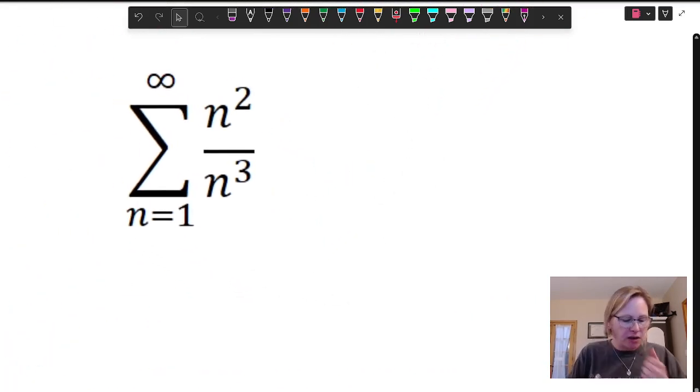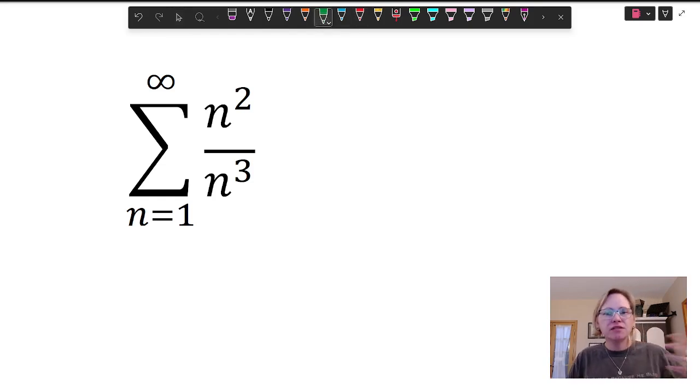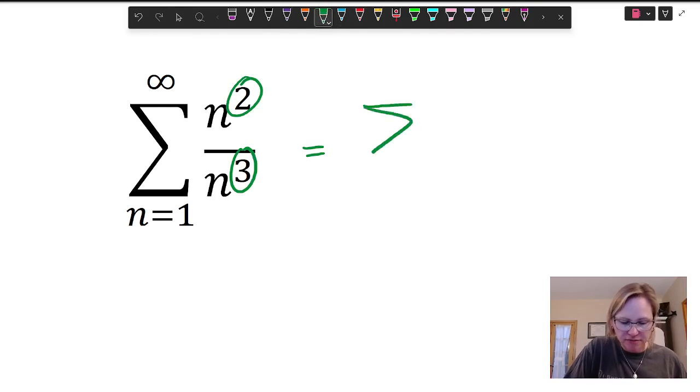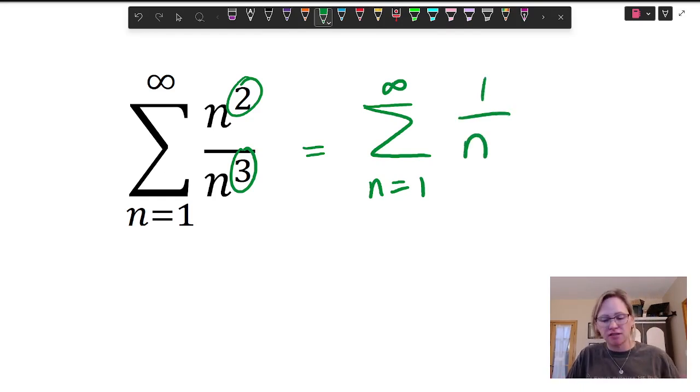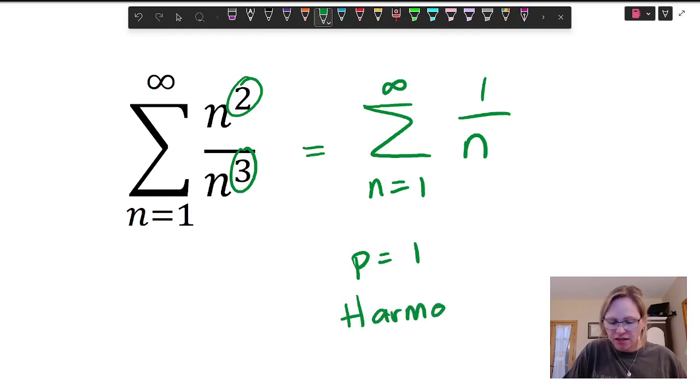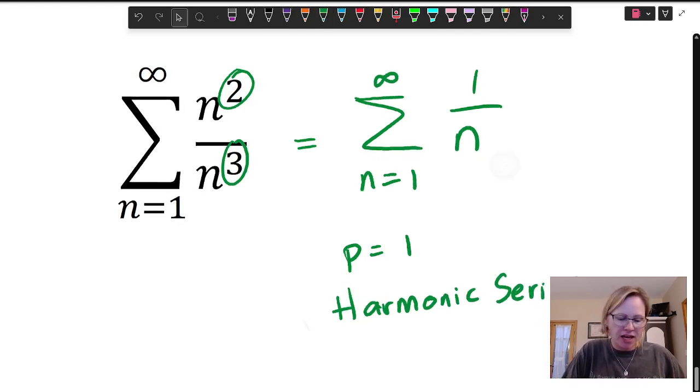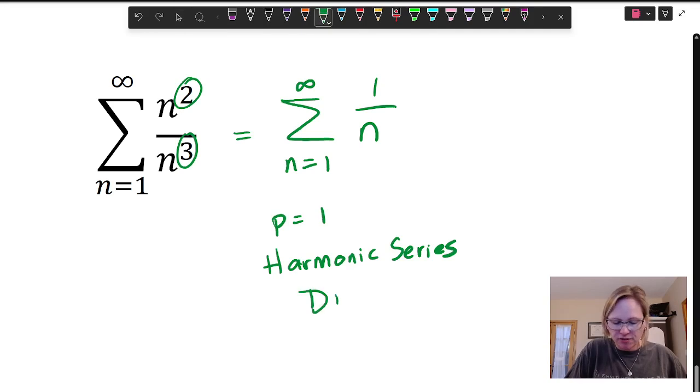So here we've got n equals 1 to infinity, we've got n squared over n cubed. And again, this doesn't look like a p-series right off the bat, but if we simplify our exponents, we get this. We get 1 over n, and oh my goodness, this is a p-series. So remember, with this particular p-series, where p equals 1, this is called the harmonic series. And so all we have to do is say, hey, this is the harmonic series, and then say that it diverges.